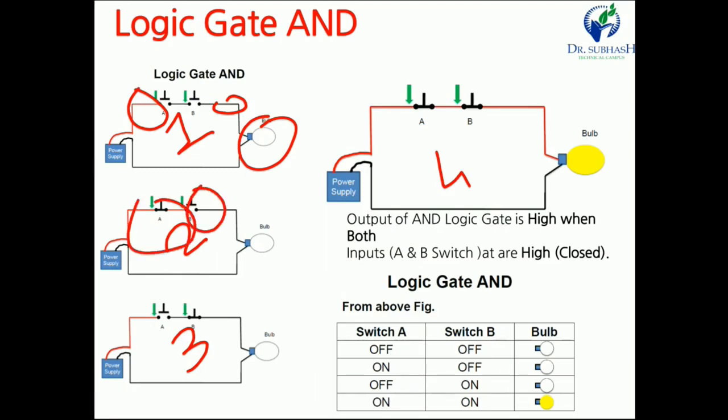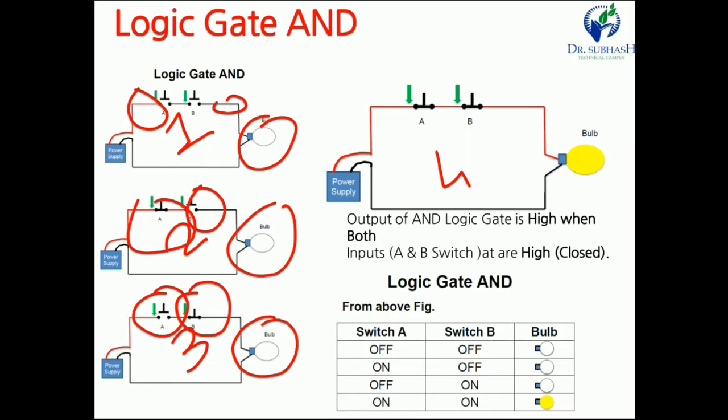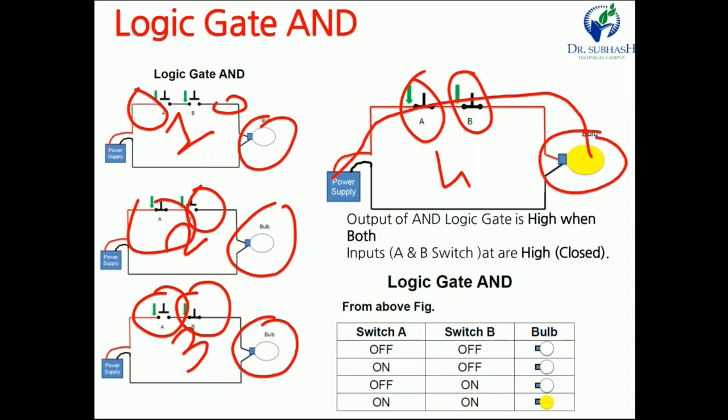So here it is an open circuit, the bulb is off. Then in the third position, switch A is off, switch B is on. In this condition also the bulb is in off state. But in the fourth state, whenever switch A and switch B both are on, because these switches are connected in series, the current will flow from the supply to the bulb and the bulb becomes on. This yellow mark indicates the bulb is on.